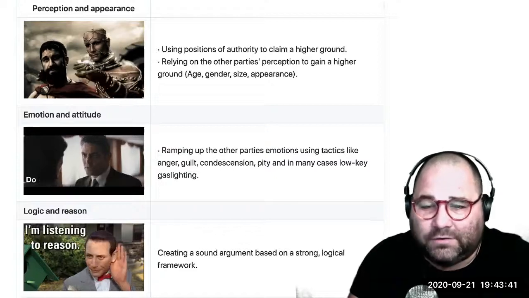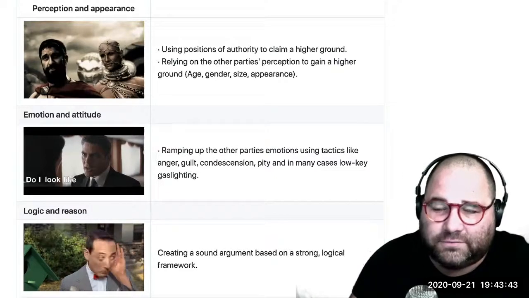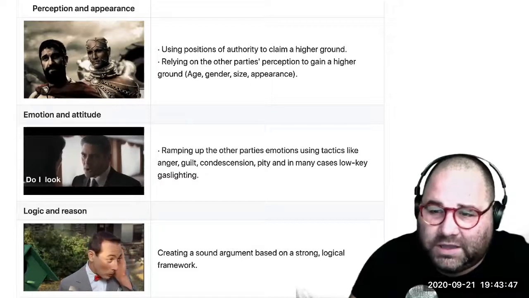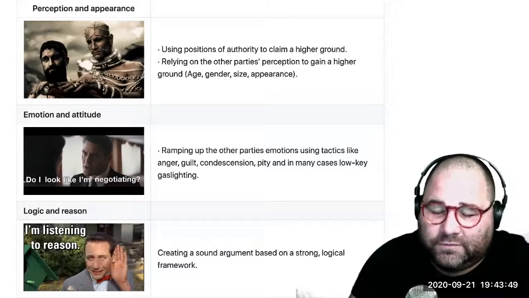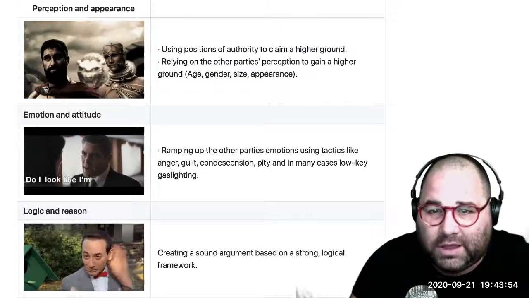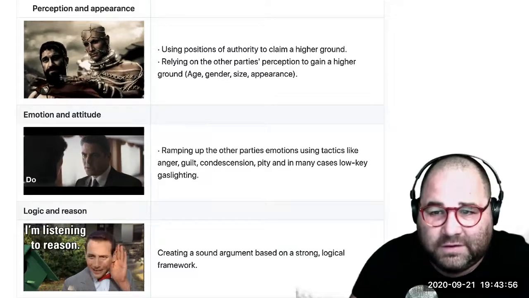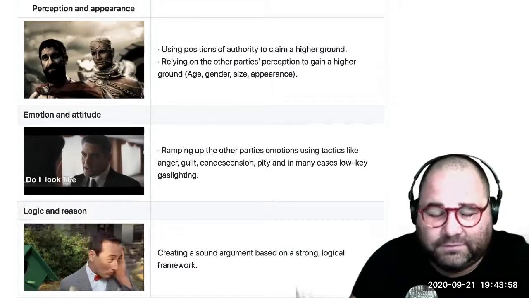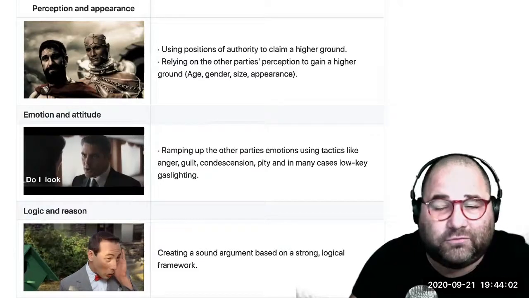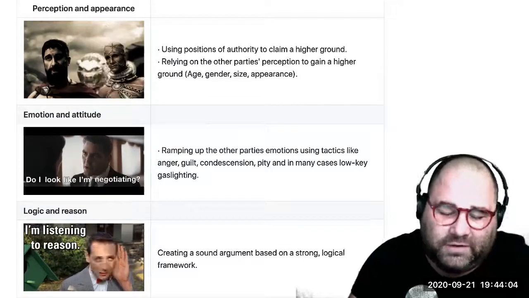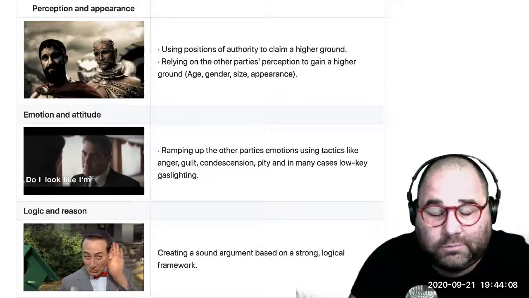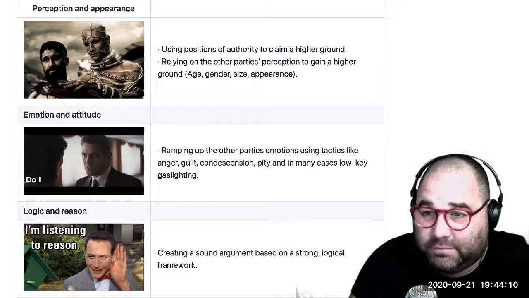It's creating a sound argument based on a strong logical framework. So let's go back to this example of getting hired. So if you sit down and you say, okay, I know what the going rate is for this type of position at similar museums of similar sizes, and this is what I think I deserve. And then they say, well, that's twice what we can pay you. You're not from this industry. What do you really know? We're such an important museum. And you just look back at them and say, this is what other museums of similar sizes pay this position.